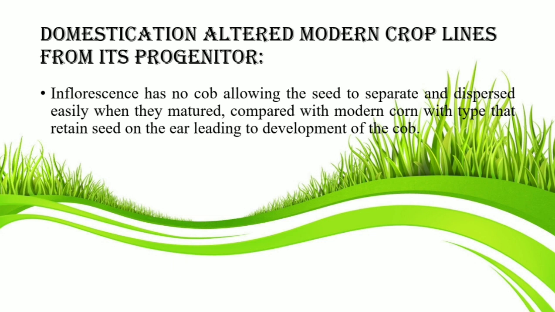Domestication altered modern crop lines from their progenitor. Inflorescences has no cob, allowing the seed to separate and disappear easily when they matured, compared with modern corn, which retains seed on the ear, leading to the development of the cob.